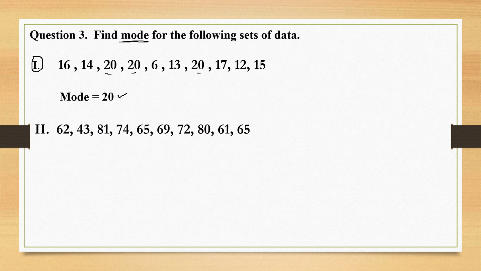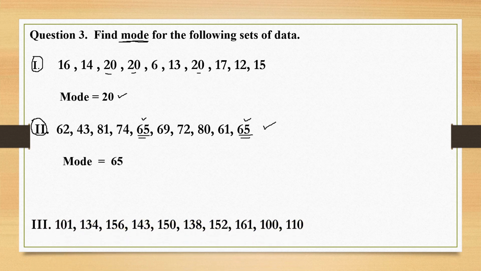Look at the second question. This is part 2. Here we have data 62, 43, 81, 74, 65, 69, 72, 80, 61 and 65. Now in this question we will check which data is repeated. So here the mode of this data is 65. Why 65? Because 65 is repeated 2 times. There is no number which is repeated more than 2 times, so the mode of this data is 65.